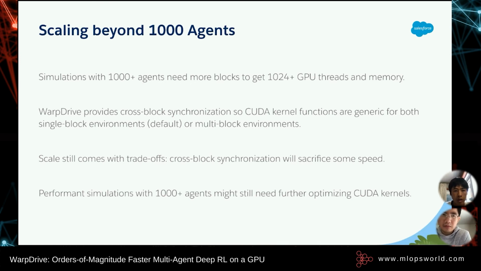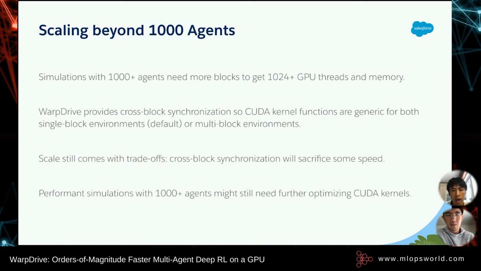So WarpDrive provides a cross-block synchronization. The CUDA kernel functions are generic for both single-block environments or multi-block environments in WarpDrive. That means that if you write a kernel function for the CUDA step function, and you have synchronization for your agents, which usually cannot be avoided, for example, all the agents need to, at a certain time, compare what their states are, so they need to synchronize. This kind of synchronization is supported with cross-block synchronization.